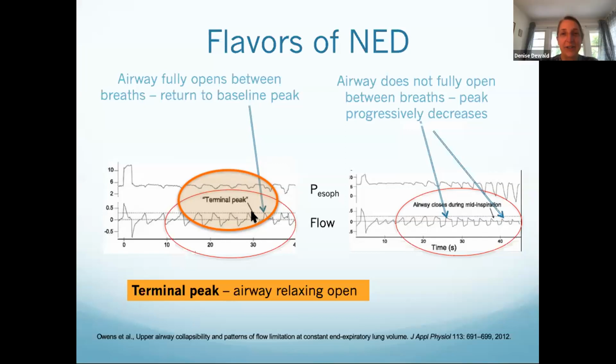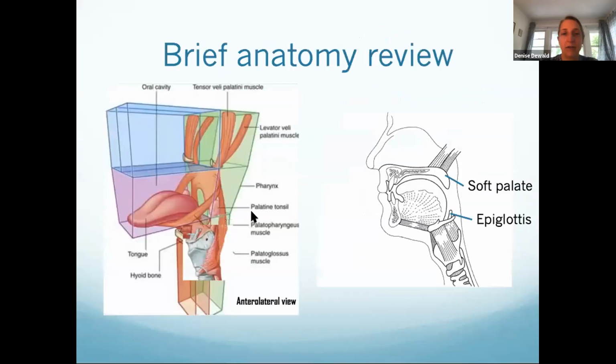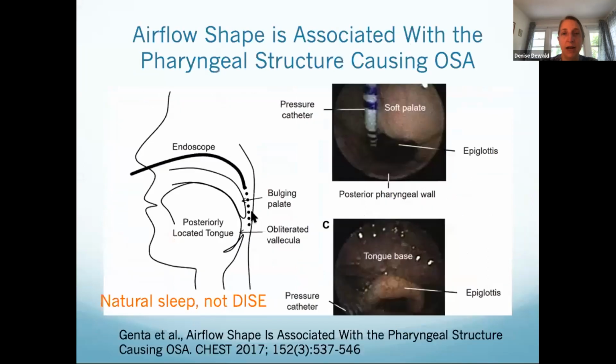Okay. All right. So I don't know if we want to go on because we're at the hour mark. What do you have left? So I had some anatomy, and then I had just a little bit of anatomy, and then I went over this Genta paper that showed the difference in the flow and nasal pressure signal shape based on what's collapsing.